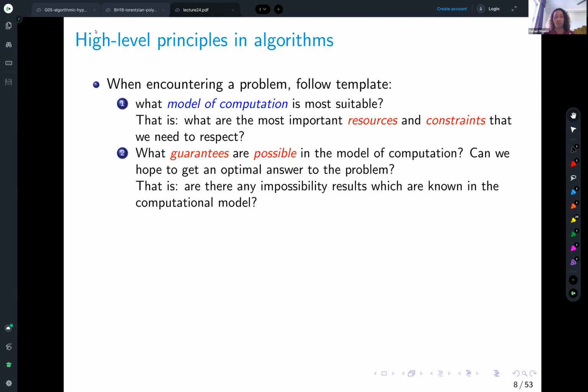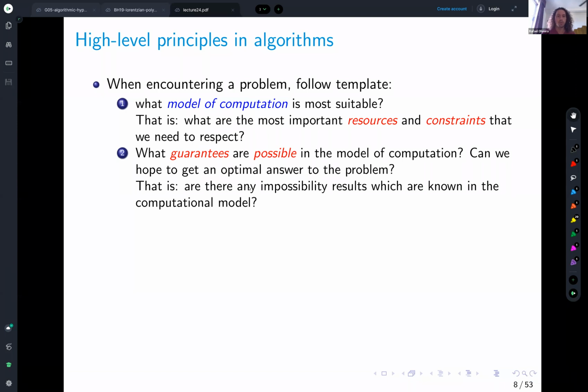And the question could be, for example, can we hope to get an optimal answer to the problem? If you remember, even in the streaming model, there are many problems where it's impossible to get optimal results, so we have to settle for some approximations. And sometimes the problem is completely impossible depending on the assumptions that you're making. You need to change the assumptions, as we saw, for example, in the consensus problem with an arbitrary number of failures, where we could never solve that problem. So we know there are some impossibility results.